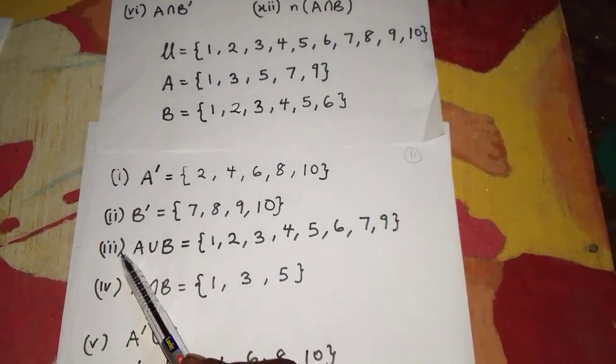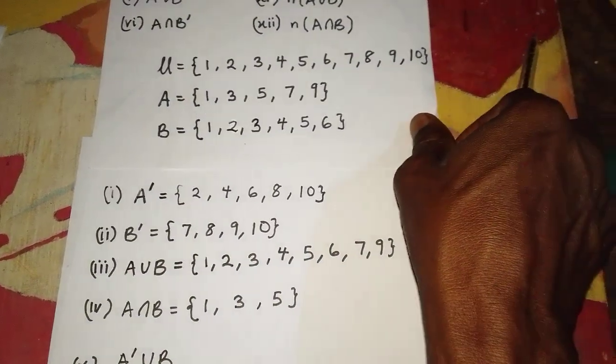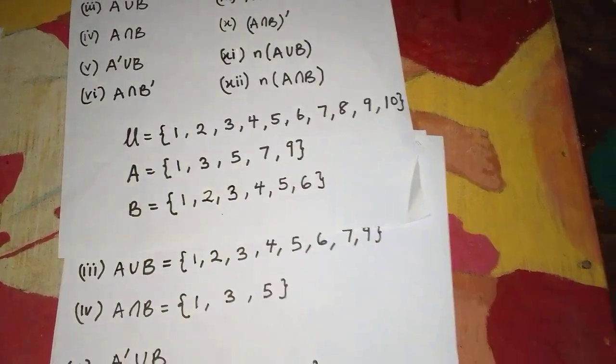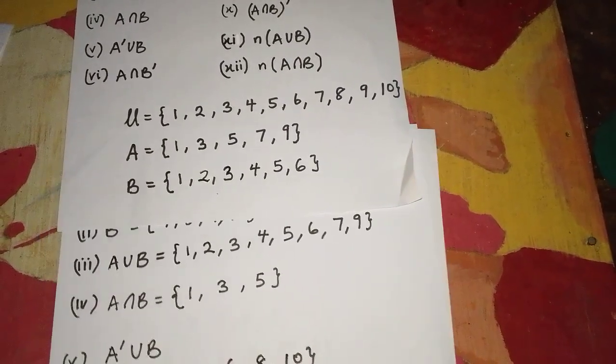Now another one says A union B. You said union means when you combine two sets together. Now we have set A.